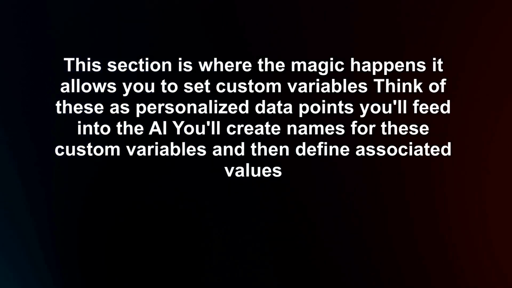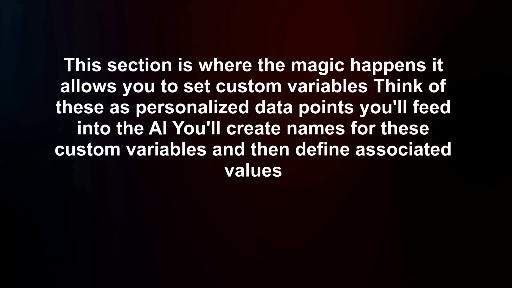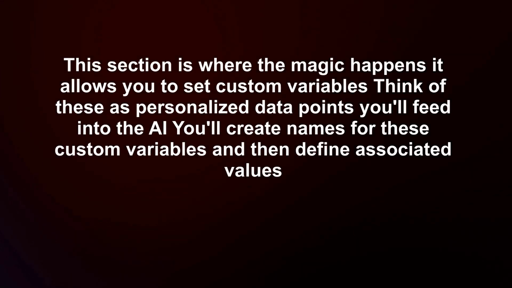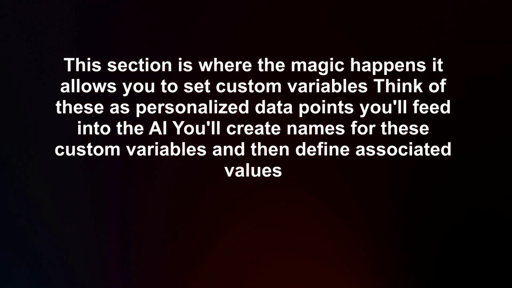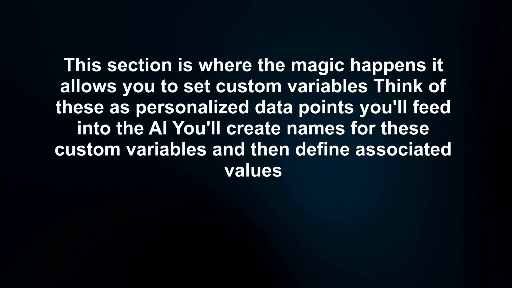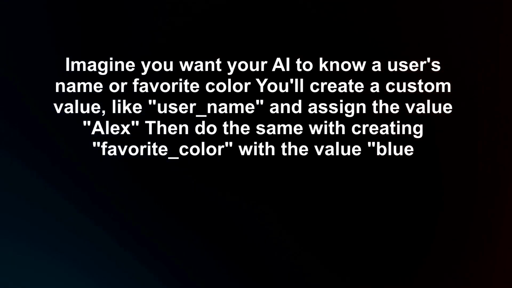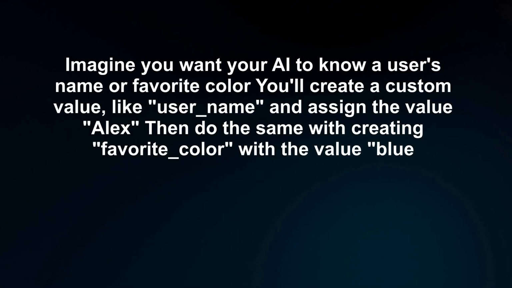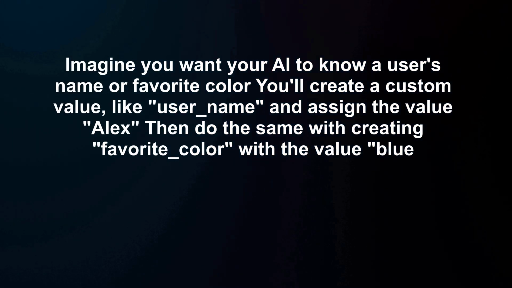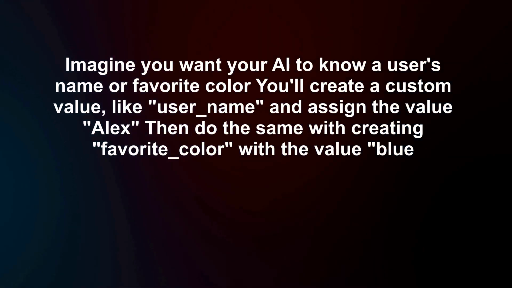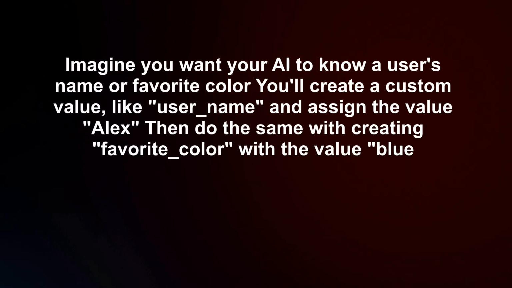It allows you to set custom variables. Think of these as personalized data points you'll feed into the AI. You'll create names for these custom variables and then define associated values. Imagine you want your AI to know a user's name or favorite color. You'll create a custom value, like user_name, and assign the value Alex. Then do the same with creating favorite_color with the value blue.